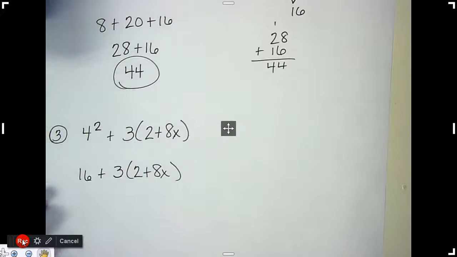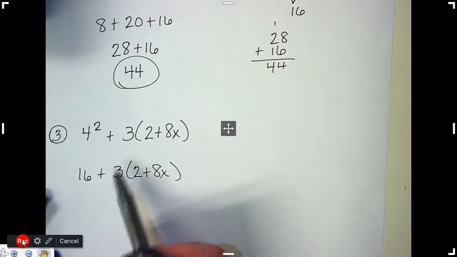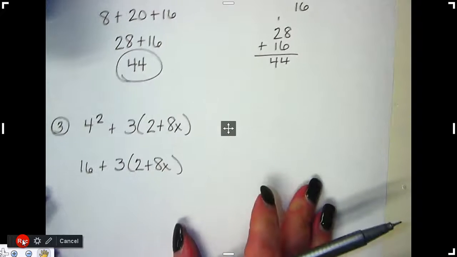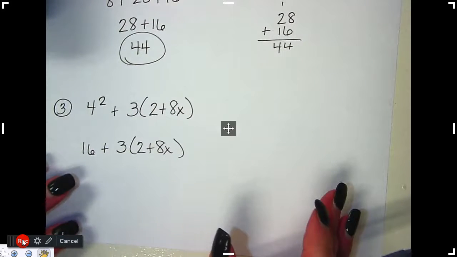Now I have multiplying left. That means 3 times everything in the parentheses. So what property do we need to do?